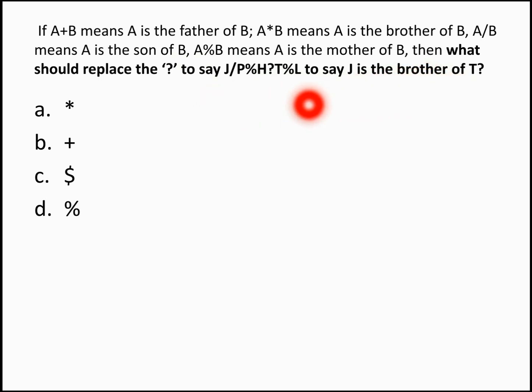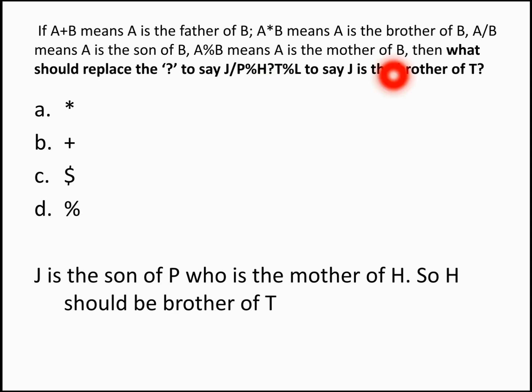Right, now what is given in the question? J by P, right? So J is the son of P, who is the mother of H, right? So this itself tells you J and H are brothers, right? So in order to make my H also a brother, this question mark should be replaced with star. So only then I can assume J is the son of P, who is the mother of H, and so H should be the brother of T. In that case, J, H, T will become the children of P, right?